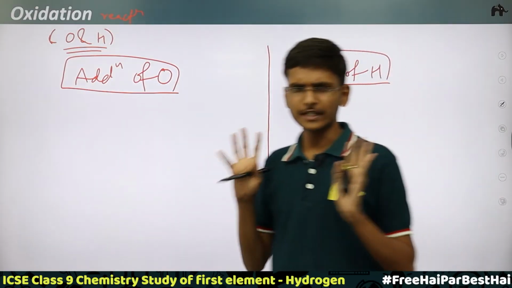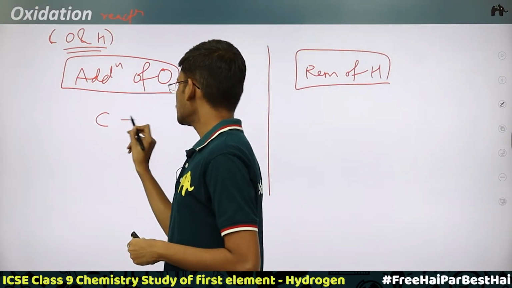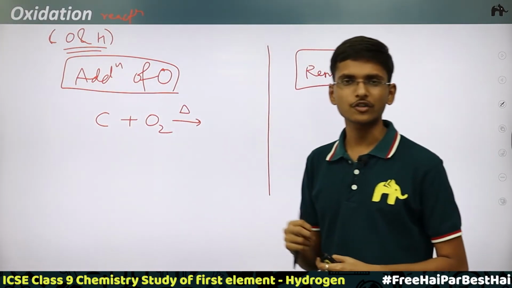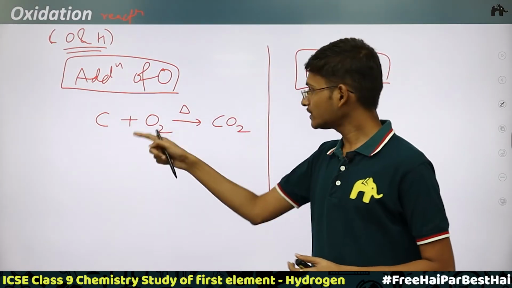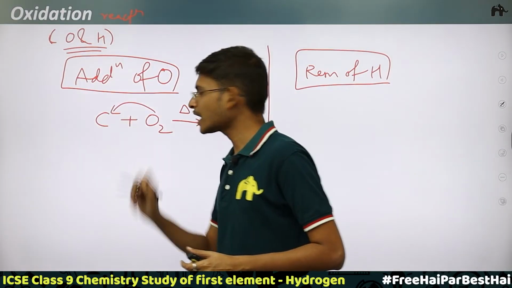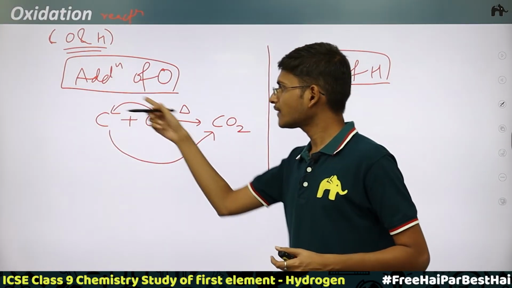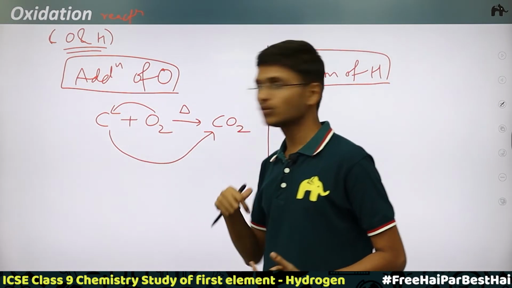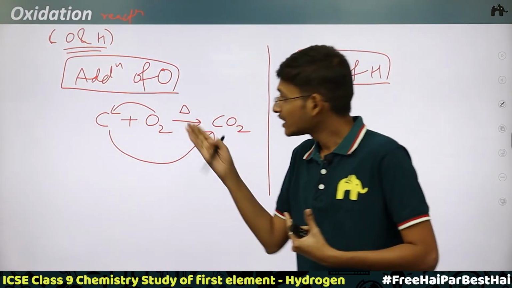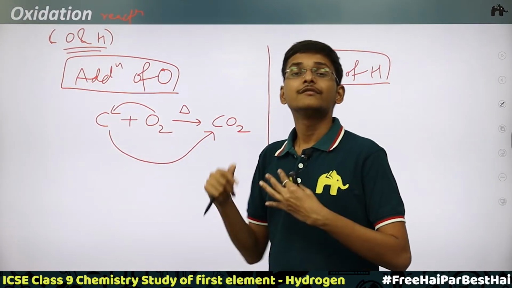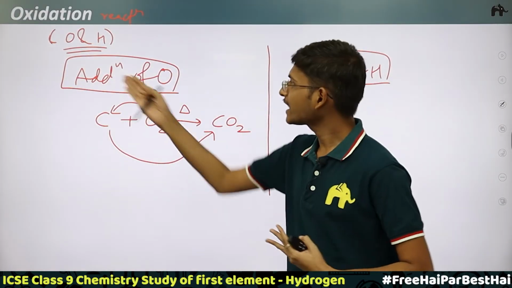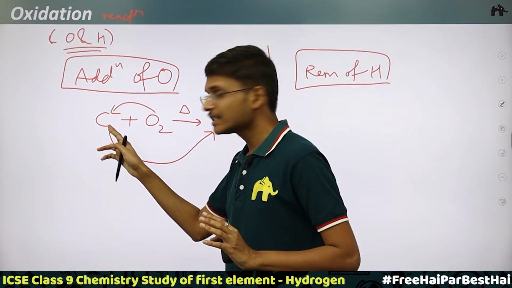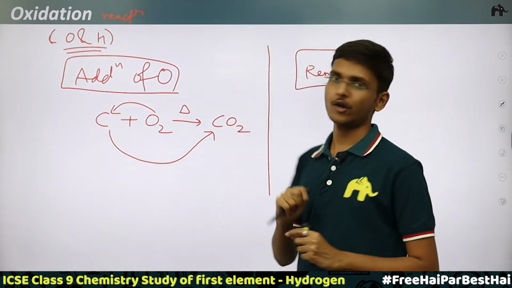Let's quickly see the examples, then you will get what I'm telling you. If I treat carbon with oxygen, suppose I'm burning carbon in the presence of oxygen, I get carbon dioxide. In this reaction, oxygen is getting added to the carbon, and the carbon is converted into carbon dioxide. So this is an example of an oxidation reaction. Since oxygen is added to carbon, we say that carbon is oxidized to carbon dioxide.